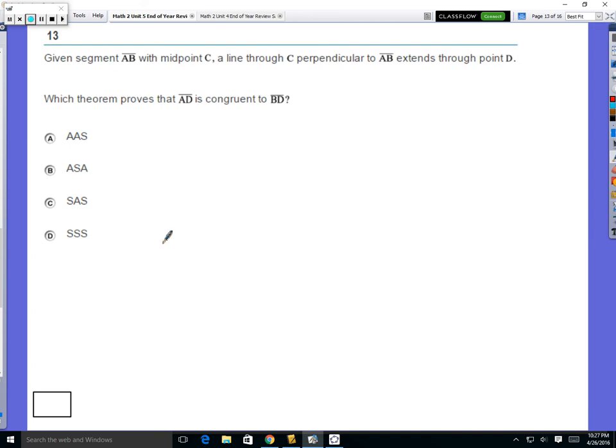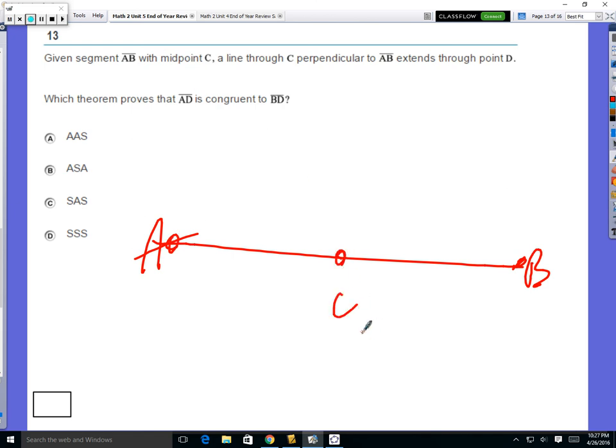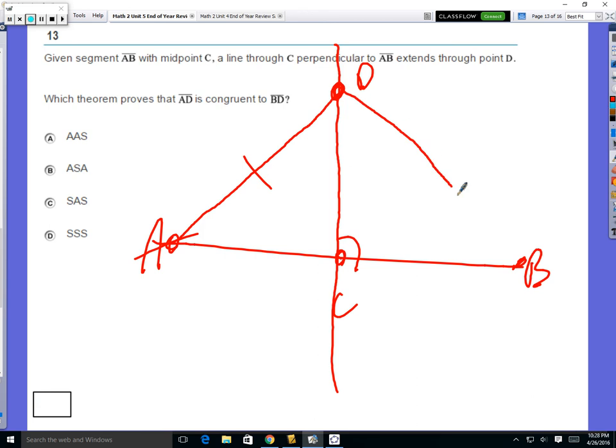Given segment AB, so A, B, and C is the midpoint, so C is right here. There's a line through C that's perpendicular, so there's a line that makes a 90 right there through point D, so we'll call this point D. Which theorem proves that AD, if I connect AD, is going to be congruent to BD?